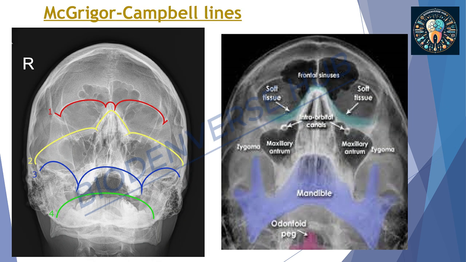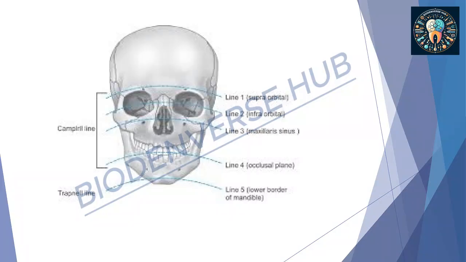So there are some pictures of these McGregor-Campbell lines. You can see the red line, the yellow line, the blue line and the fourth line that is shaded in the green color. Okay, so we have another picture of the Campbell's lines in which we are also going to see the fifth line which passes from the lower border of the mandible, and this line was given by Trump.